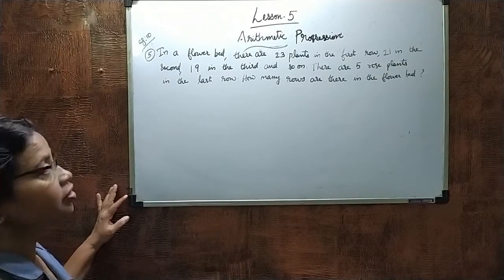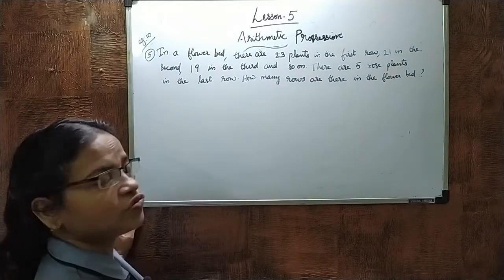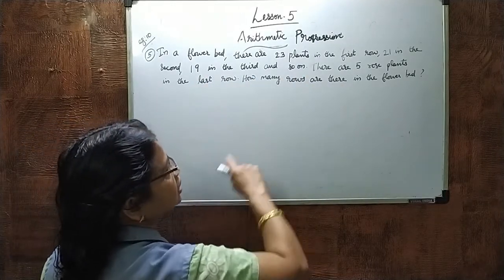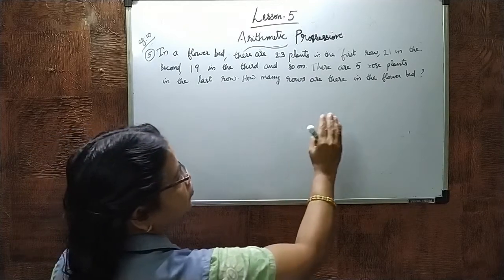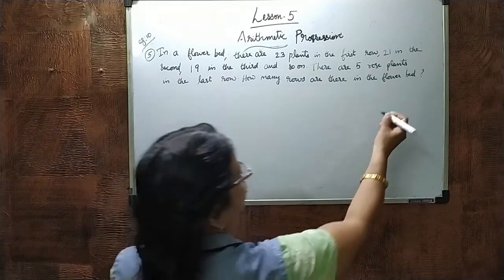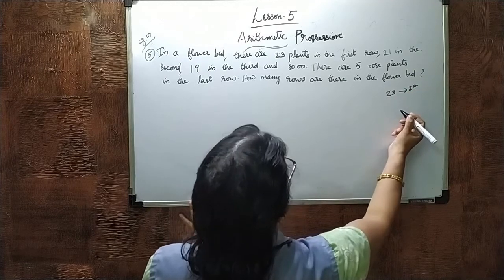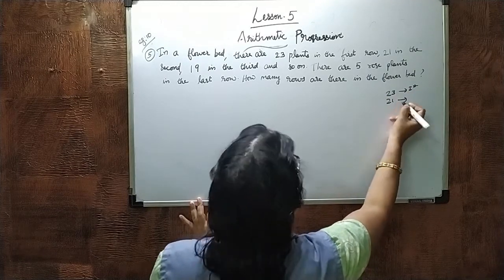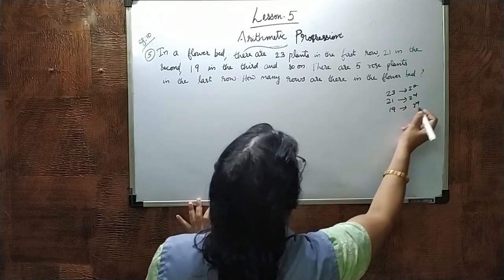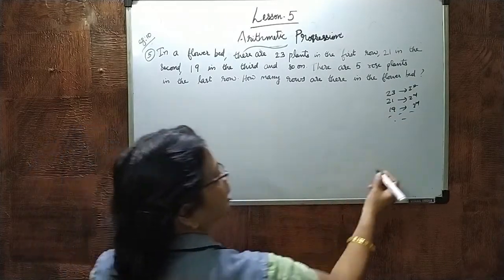This is example number 10, fifth question. In a flower bed, there are 23 plants in the first row and 21 in the second, 19 in the third, and so on. There are 5 rose plants in the last row. So first row 23, then the second row 21, then 19 in the third. This is the second row, this is the third row, and so on. It goes on, and then there are 5 rose plants in the last row.